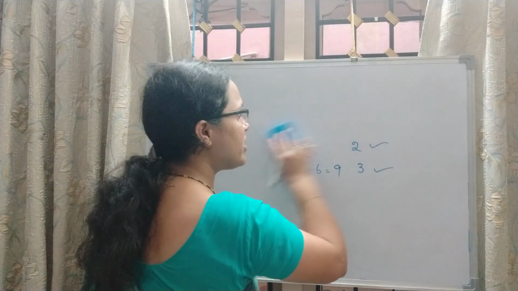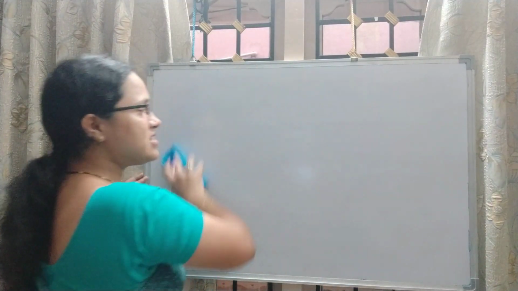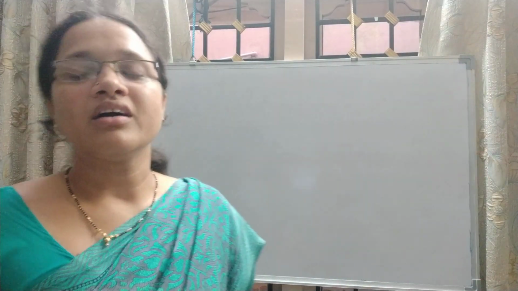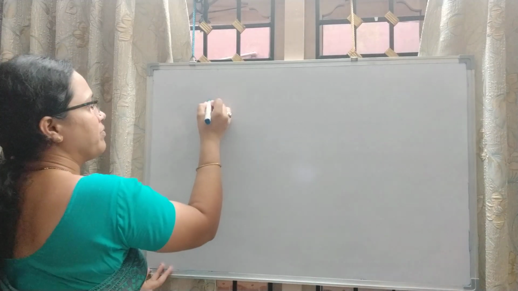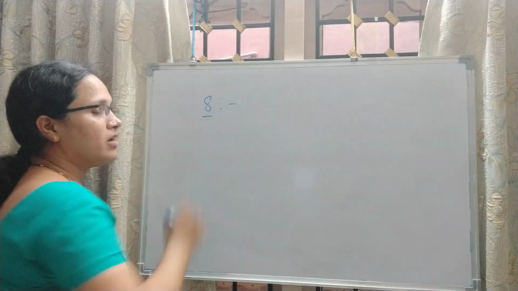7 actually has a divisibility rule, but it exists only up to 100 numbers. That means it exists only up till 99, that is the 2-digit numbers. It does not exist more than that. Yes or no? So next we are going to learn 8. Okay? Yes. 8 divisibility.